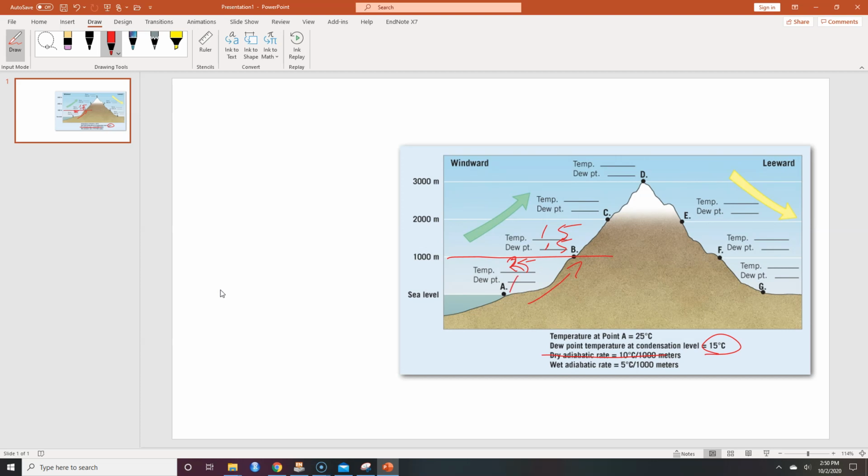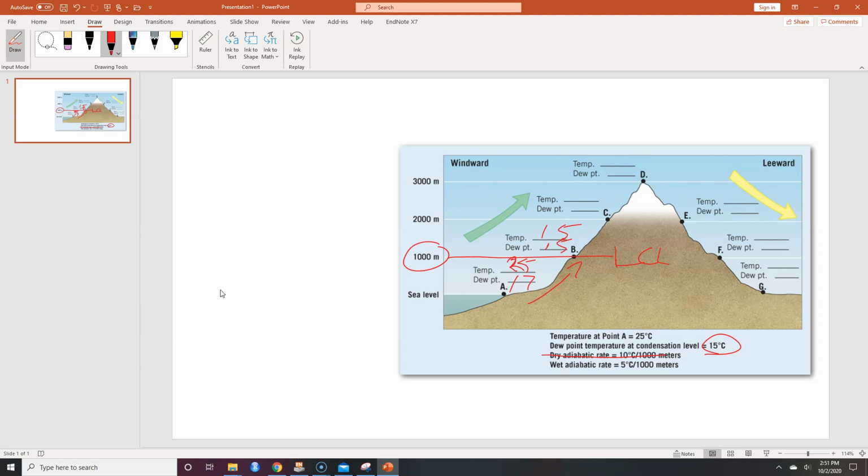So that means that the dew point at the surface was 17. Okay, and so there's how we go about getting the lifting condensation level, or the cloud base. So that right there is the LCL. Okay, so the LCL is 1,000 meters.